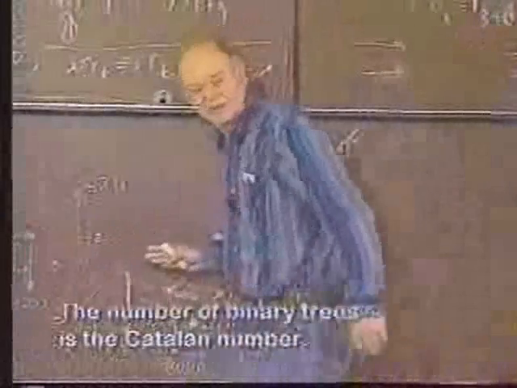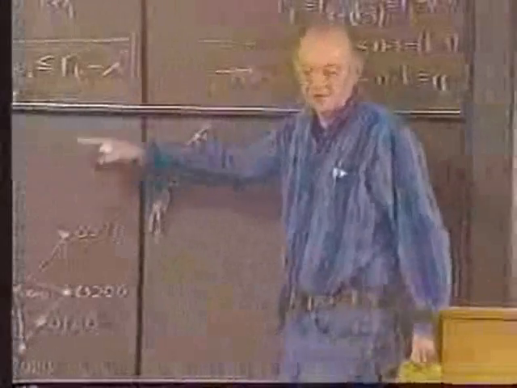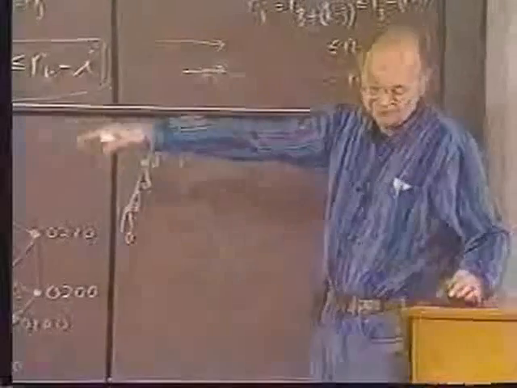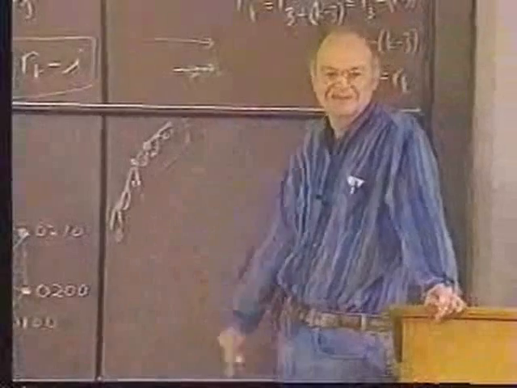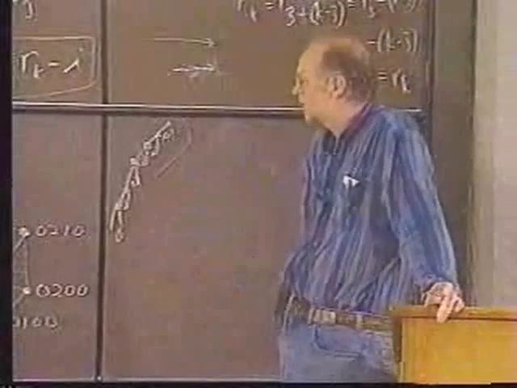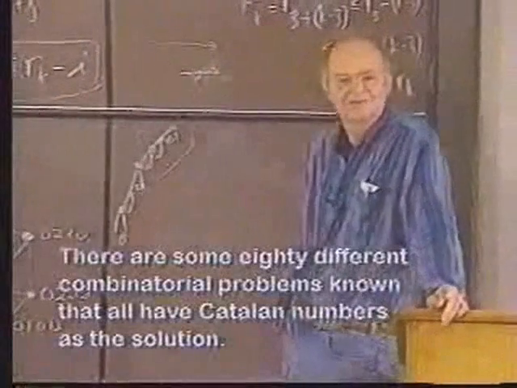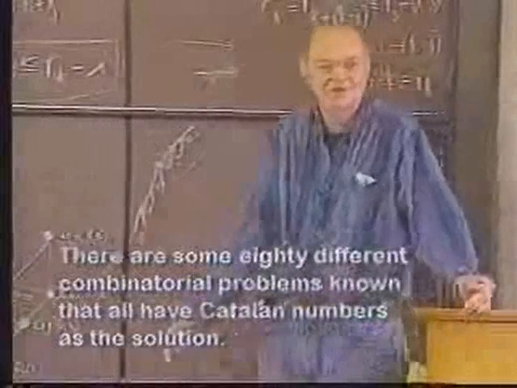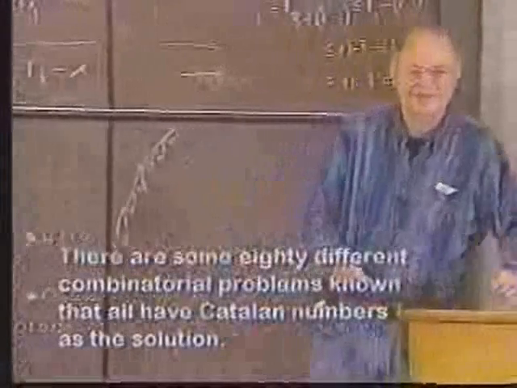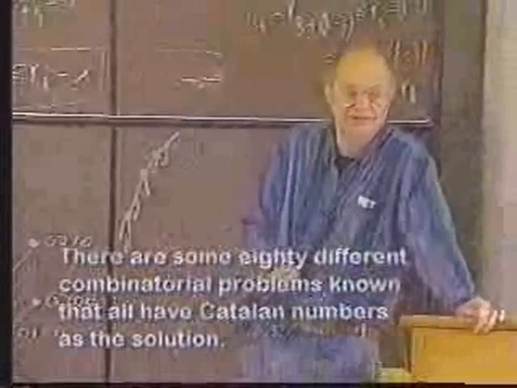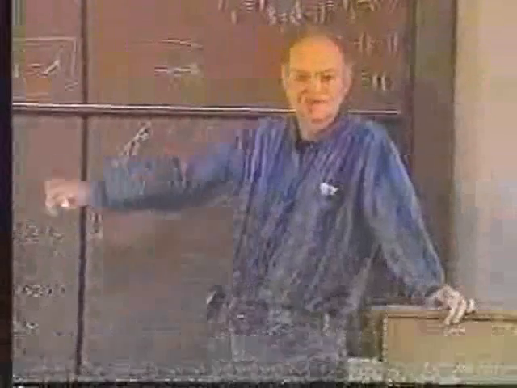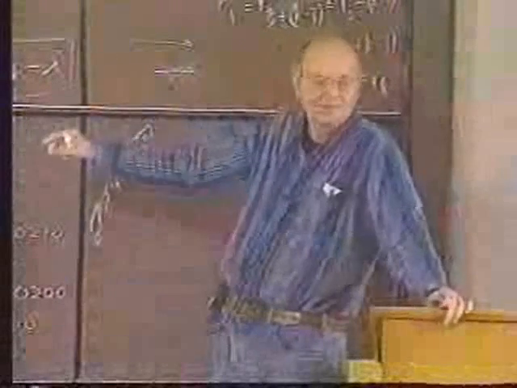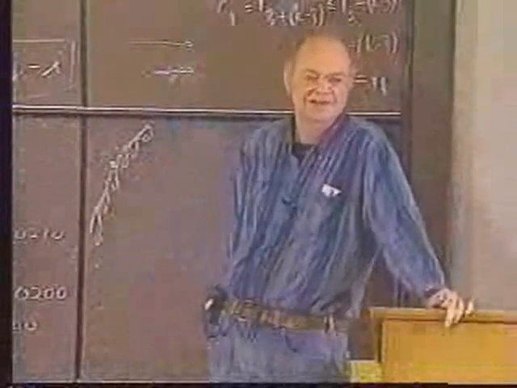There are 14 here, for example, and with 3 nodes there are 5, with 2 nodes there are 2. So it goes 1, 2, 5, 14, 42, a very famous sequence. The reason it's famous is that there are some 80 different combinatorial problems known that all have Catalan numbers as the solution for how many ways there are to do it. For every one of these interpretations, there's a corresponding notation, corresponding to the associative law, corresponding to the idea of a rotation.